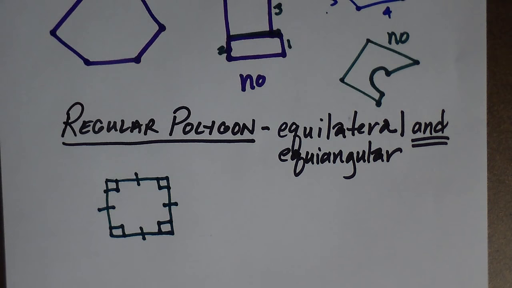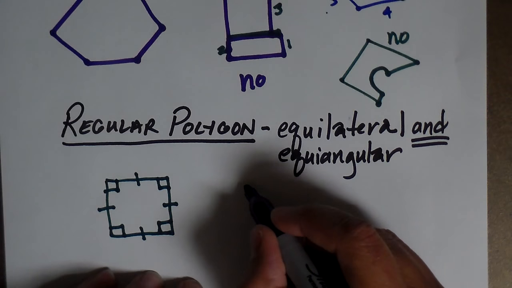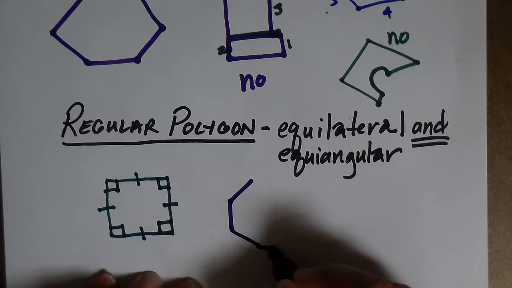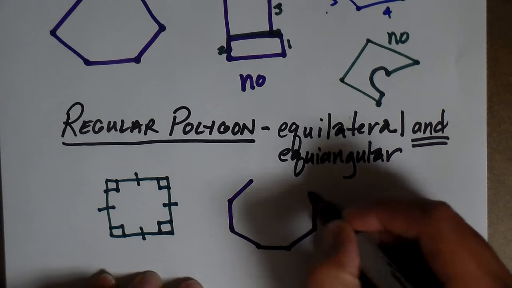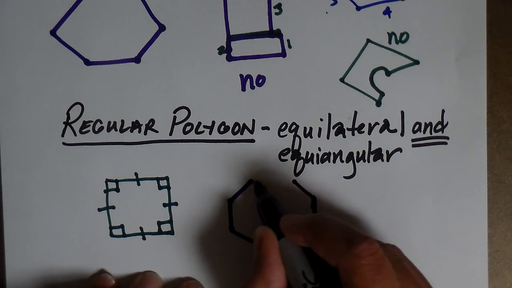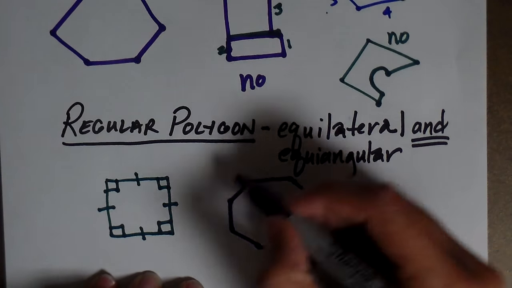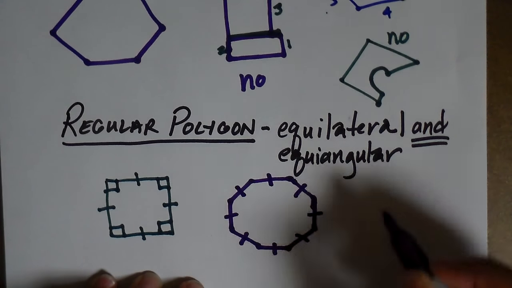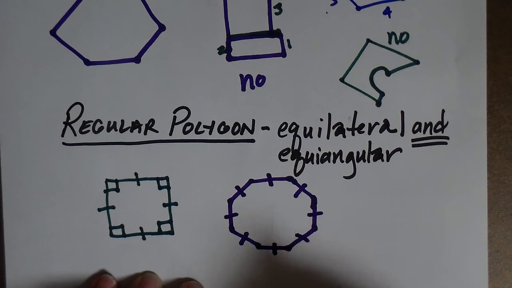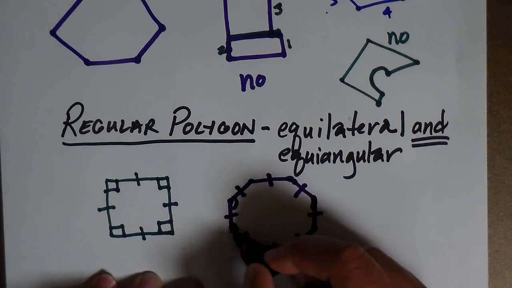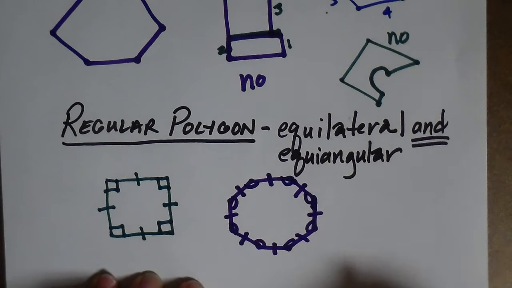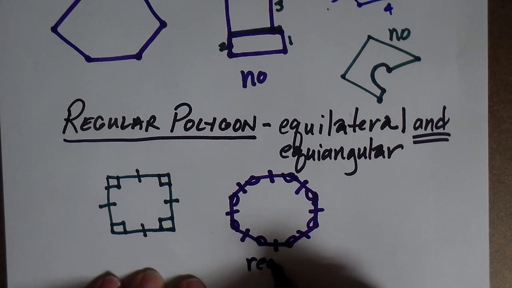Another regular polygon that you see commonly, think about a stop sign. A stop sign is a regular octagon. Again, I have amazing artistic skills, as you can tell. So in a stop sign, all eight sides are congruent and all eight angles are congruent. That is what makes it a regular octagon. So this would be a regular octagon.